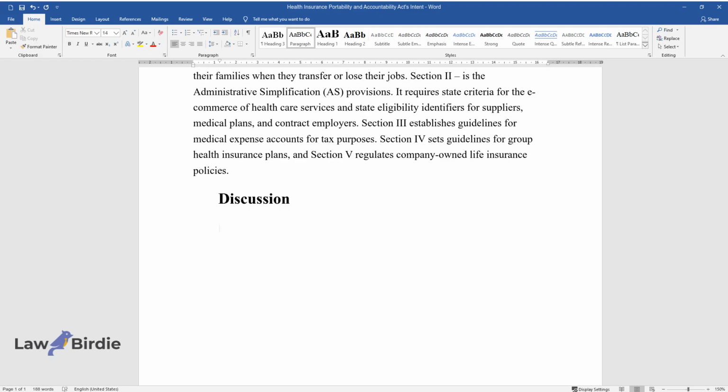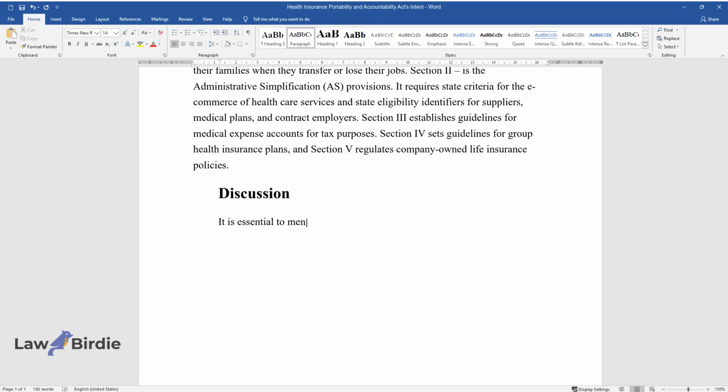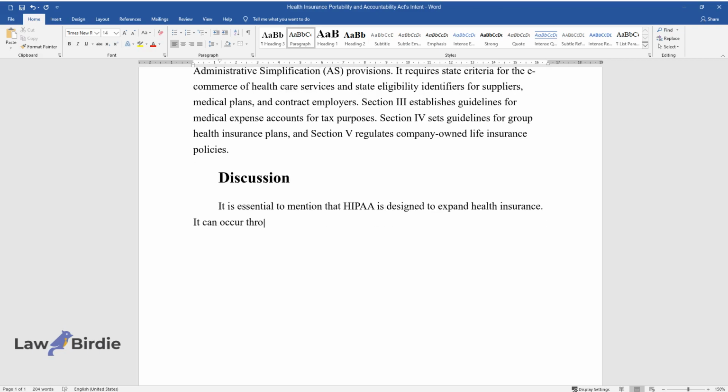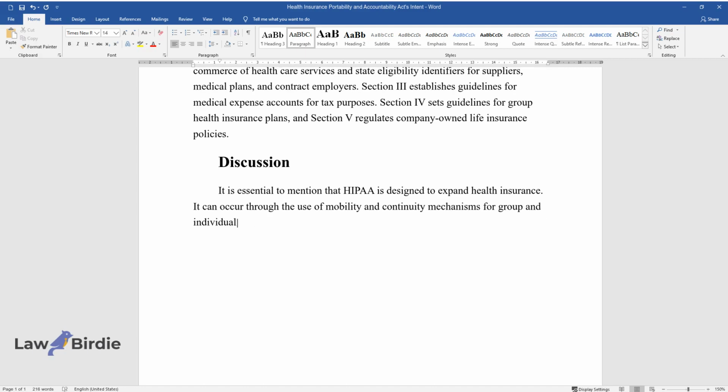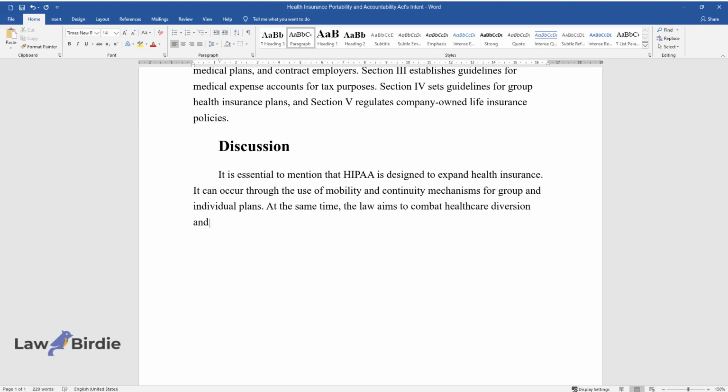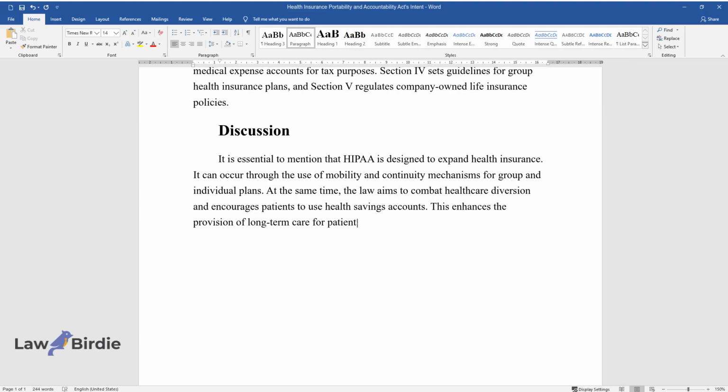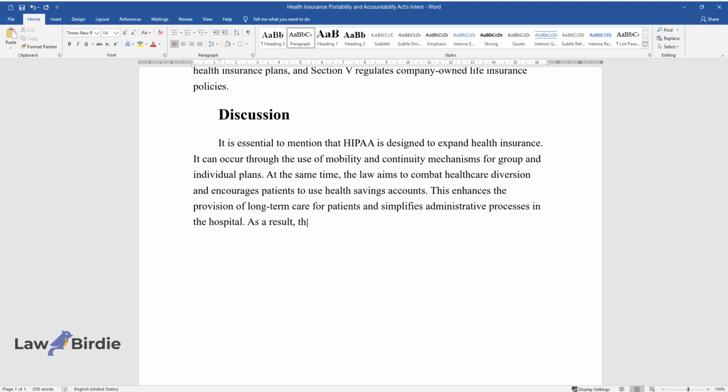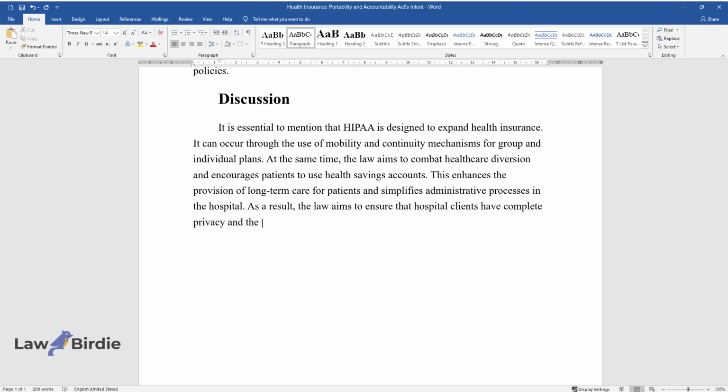Discussion. It is essential to mention that HIPAA is designed to expand health insurance. It can occur through the use of mobility and continuity mechanisms for group and individual plans. At the same time, the law aims to combat healthcare diversion and encourages patients to use health savings accounts. This enhances the provision of long-term care for patients and simplifies administrative processes in the hospital. As a result, the law aims to ensure that hospital clients have complete privacy and the security of their medical information.